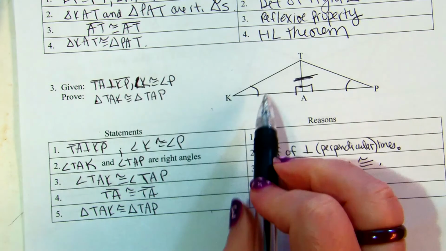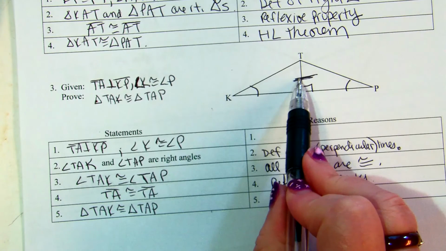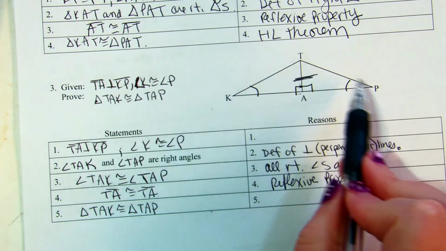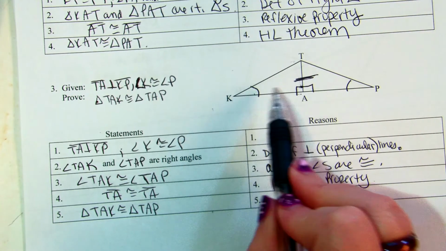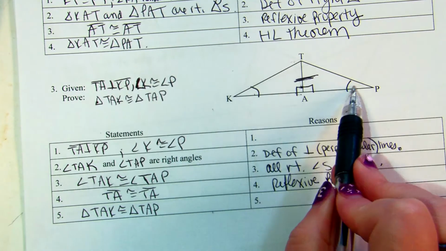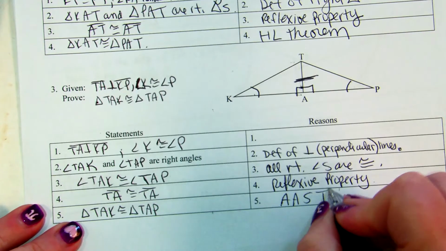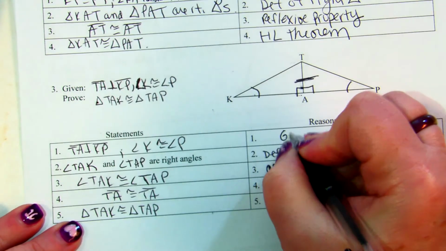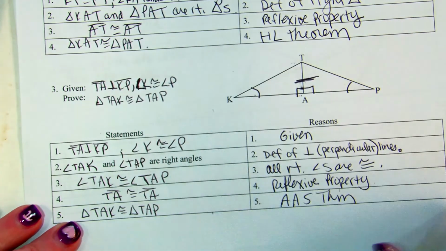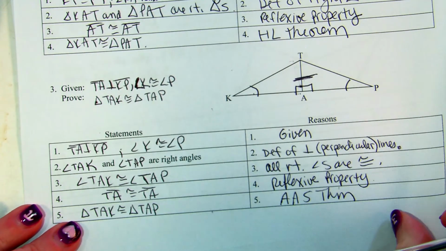So can you tell which method this is? It's a right triangle, but it's not HL because we don't have the hypotenuses. It's angle side theorem. And I forgot to write given. The angle side theorem.